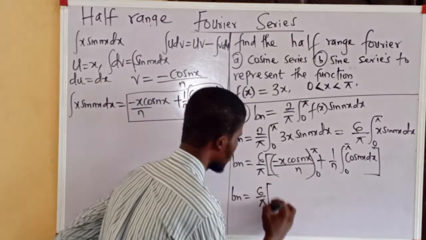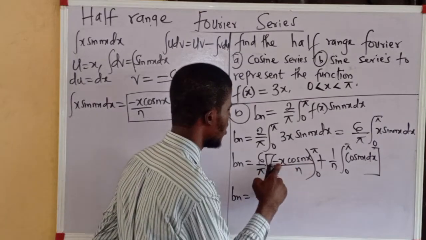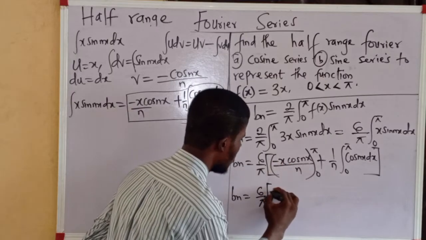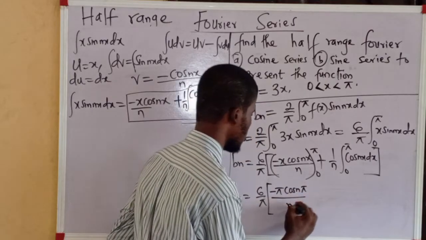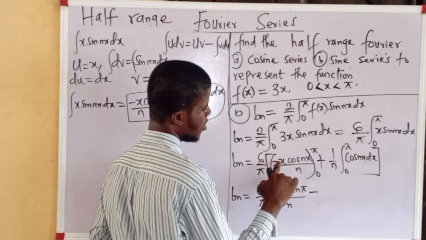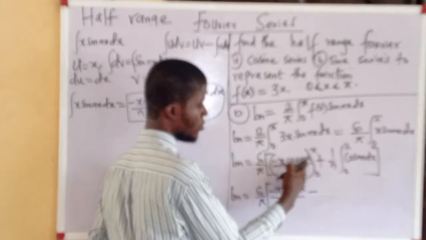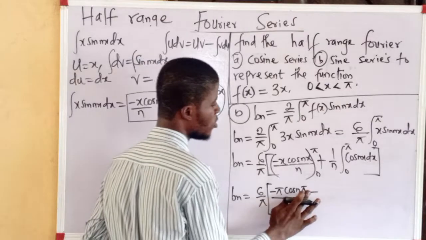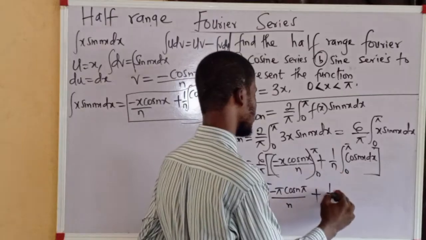Now, let's evaluate. Let's plug in pi for x here. We obtain minus pi cos n pi over n. Minus, let's plug in 0 now. That will be minus 0 cos 0 over n, which is 0. Everything becomes 0 if we plug in 0 for x, so there's no need for that other term. That one is out. Then plus 1 over n.